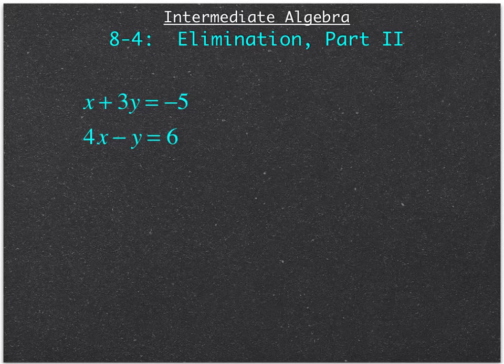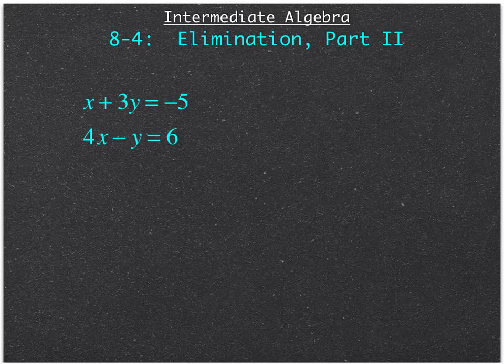Time for our last lesson in chapter 8 here. This is elimination once again, but this time part 2. Same type of problems, but just a little bit more difficult. So again, our goal, remember, is to find a common solution. We've done this by graphing where the lines intersect, and by a couple of algebraic means like substitution and now elimination.